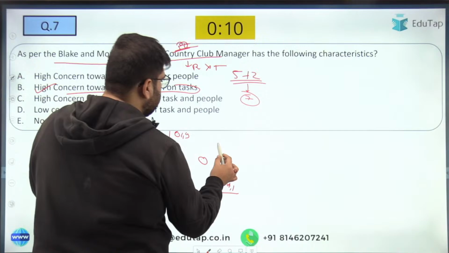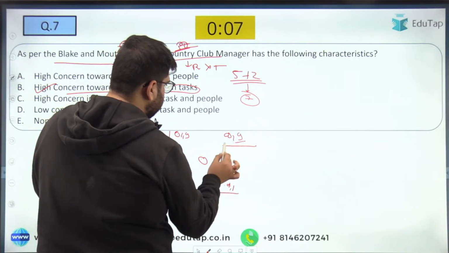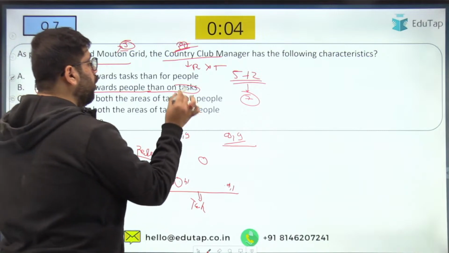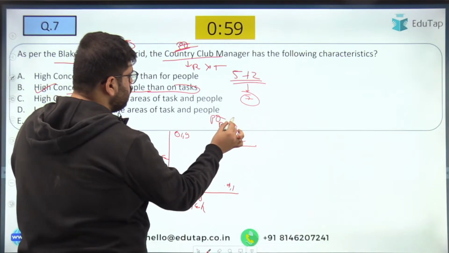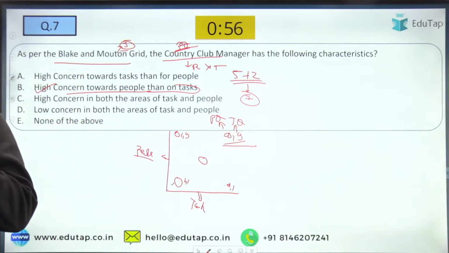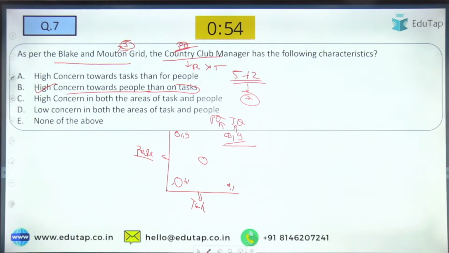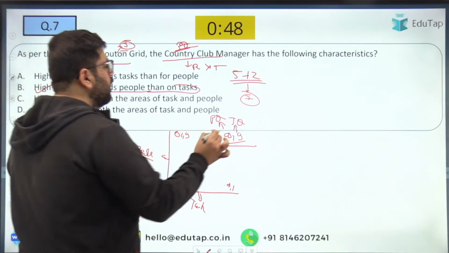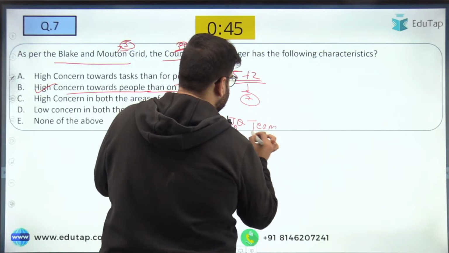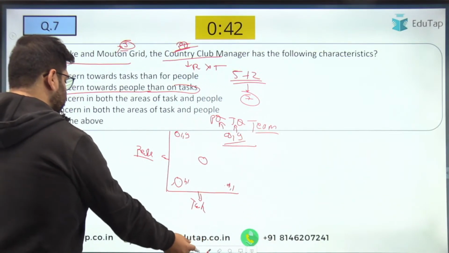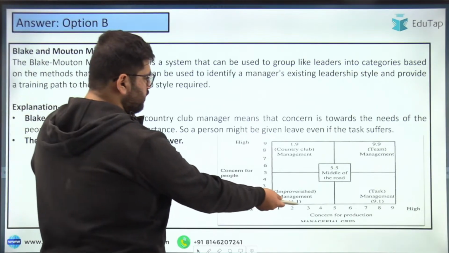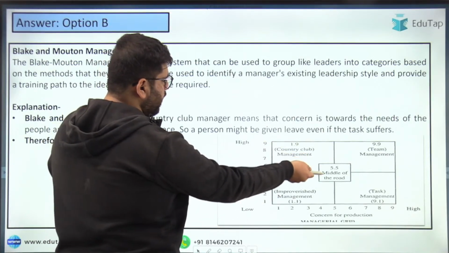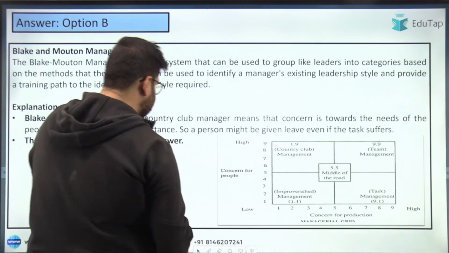Can you tell me the name of that particular manager who will have the score of 9,9, who has a high score on people orientation and also on task orientation? If your answer is team manager, then you are correct. Good. This is what the Blake and Mouton grid looks like: impoverished 1,1, country club 1,9, middle of the road, team management, and 9,1 for task management.